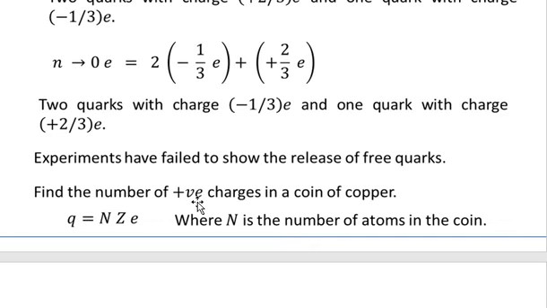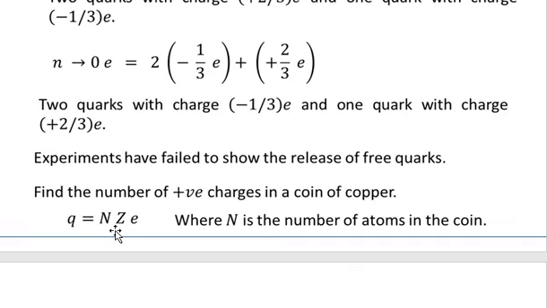Find the number of positive charges in a coin of copper. That is, we are given a coin of copper and we have to determine the number of positive charges in the copper. The mass of the copper is also given in this problem. So let's try to find out the total number of charges in copper.